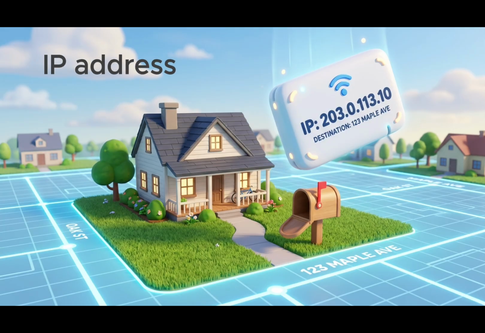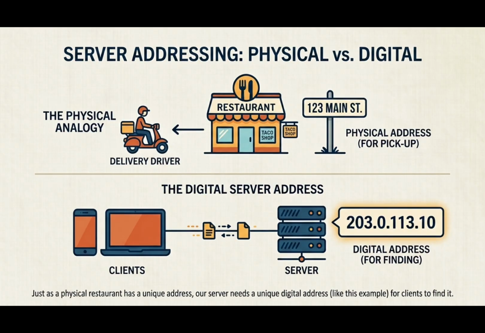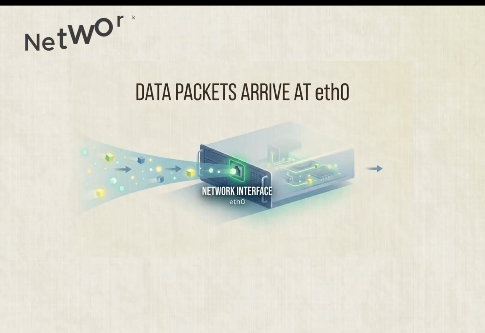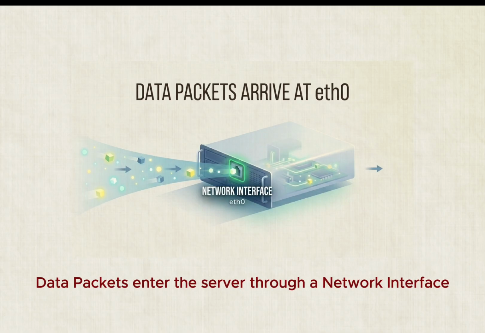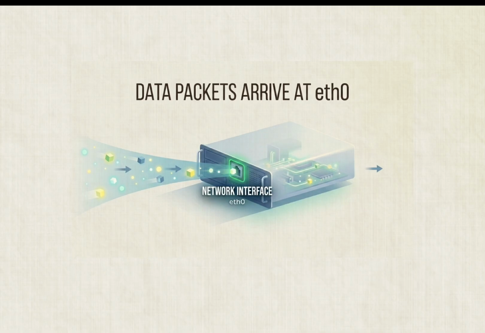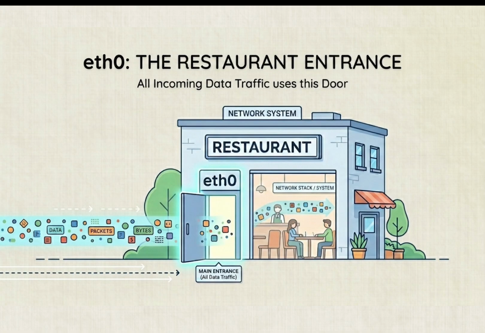Think of an IP address like a physical street address. Just as a physical restaurant has a unique address so a delivery driver can pick up a meal, our server needs a unique digital address so clients can find it. It looks like a string of numbers separated by dots, for example 203.0.113.10. When data packets arrive at this address, they enter the server through a network interface, which is the physical gateway or network card on the computer, typically labeled ETH0. Think of ETH0 as the main entrance door of the restaurant building. All incoming data traffic must use this door.